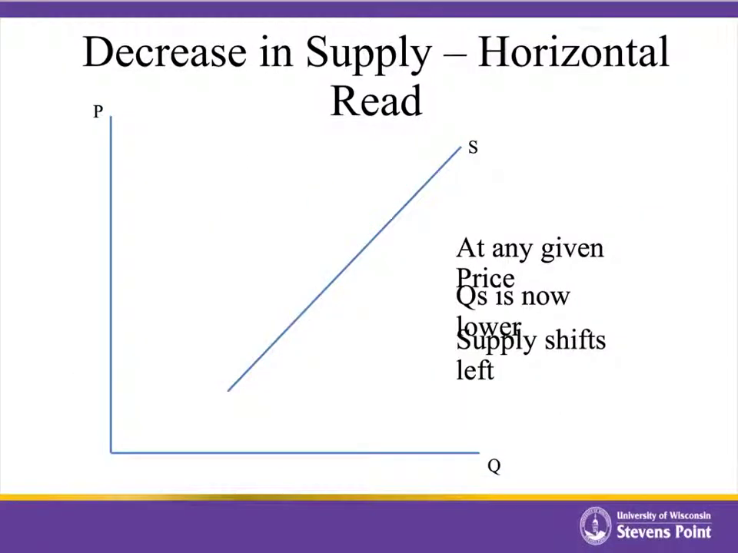With a decrease in supply, the horizontal read is the one that makes perhaps the most sense here. If we have a decrease in supply, we're saying that at this price, quantity supplied is lower than it was before. Firms aren't willing to sell as much at any given price, and the supply curve decreases or shifts to the left.